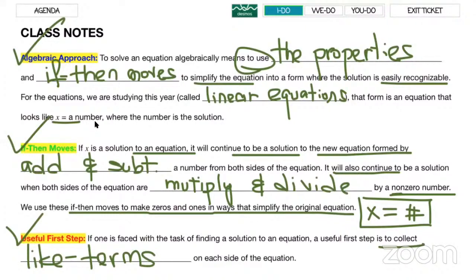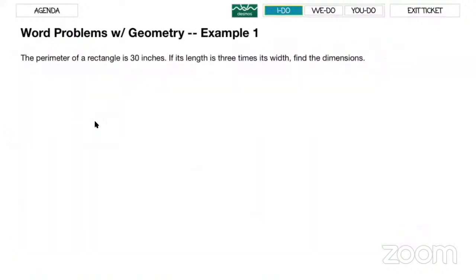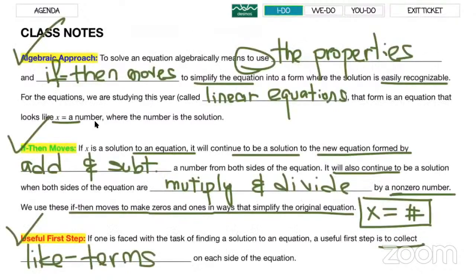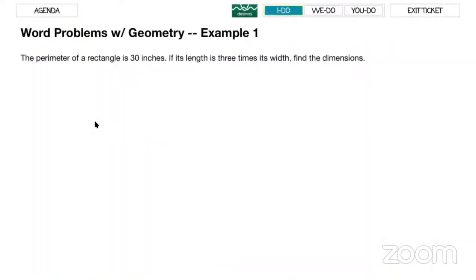And let's move on. Let's talk about the word problems now. So that was a general review until today about equations. And on the next slide, let's talk about the first example. You already saw the question about perimeter. I'm just going to move on now.